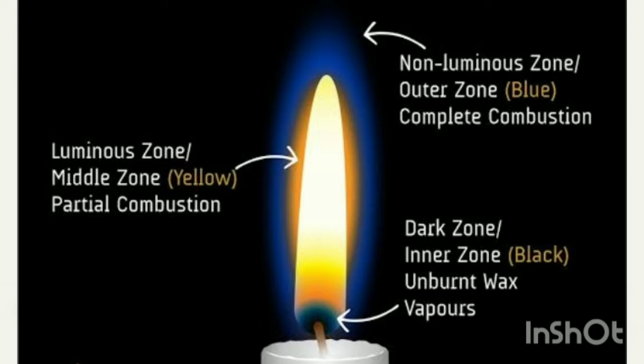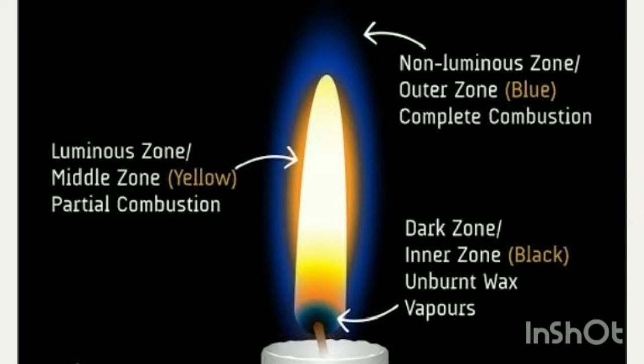Then we have seen the different zones of a candle flame: the outer zone, the middle zone, and the inner zone. The outer zone is blue in color, and it is the hottest part of the flame. It burns the wax vapors completely with oxygen, emits carbon dioxide gas, and also emits very little light.